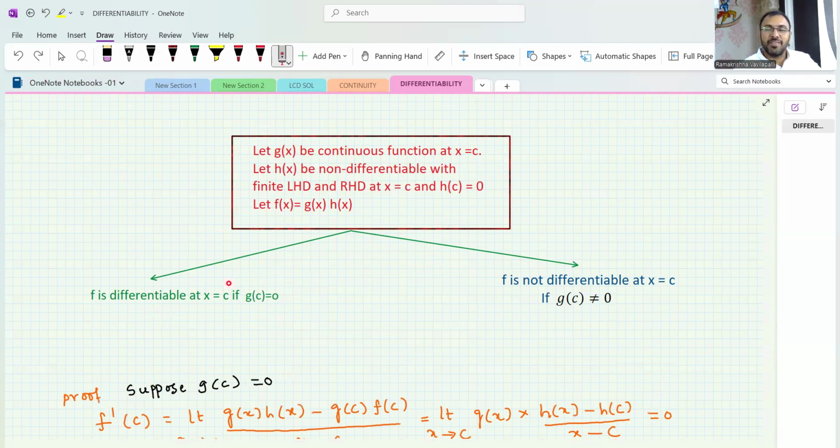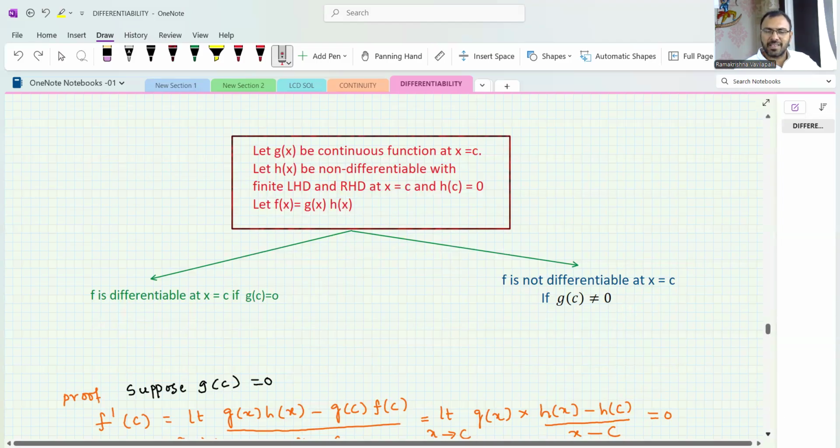F is differentiable if g of c equal to 0. If g of c equal to 0, LHD is 0 and RHD is 0, so therefore f becomes a differentiable function. And f is not differentiable at x equal to c if g of c is not equal to 0. If g of c is not equal to 0, non-zero into LHD and non-zero into RHD, where LHD and RHD are already unequal. Therefore, on multiplying any non-zero quantity, still they are unequal. Here is a simple proof.